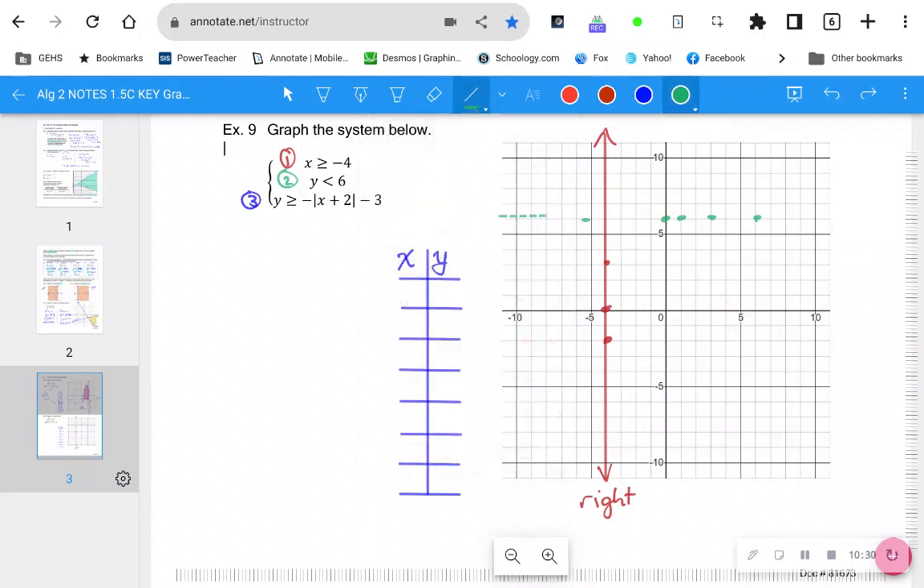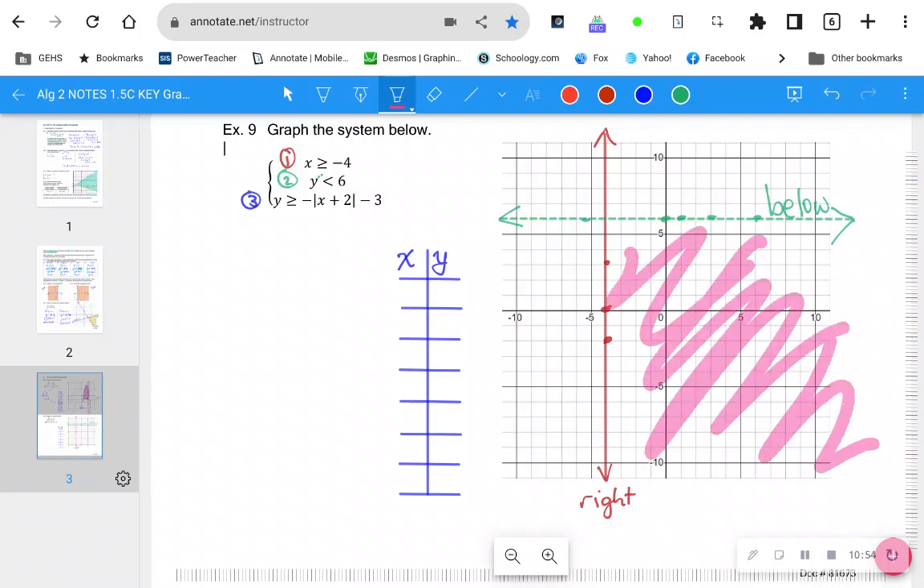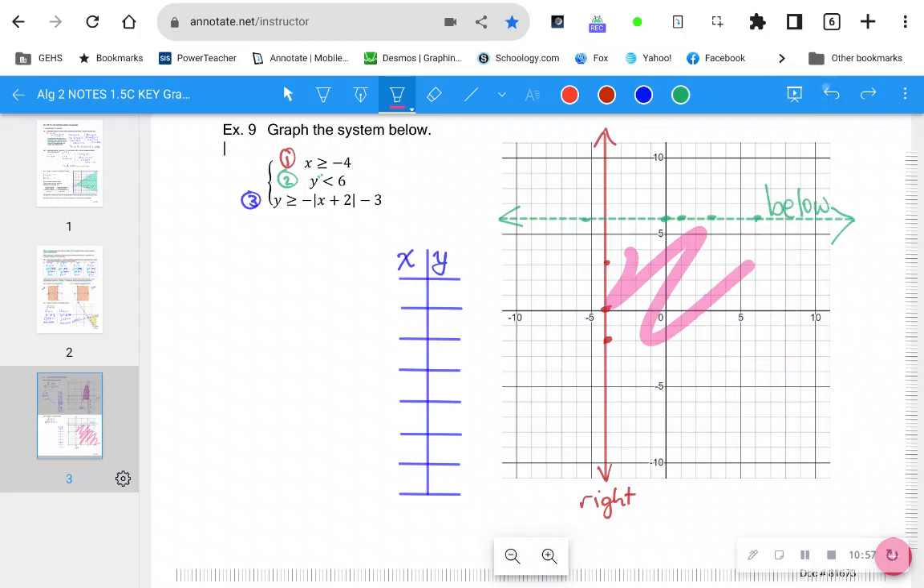And I draw that horizontal line. Let me get it lined up good. With less than, we want to be below. So we want to be below that line. Now, if we stopped right here, the region that we would be shading is below the green one and to the right of the other one. We'd be shading that area, but no go. We got one more thing to do here.